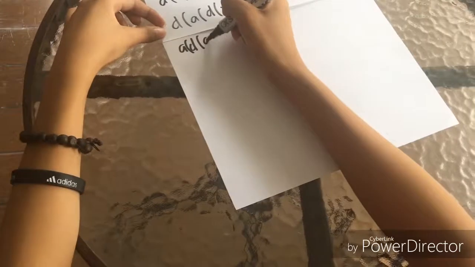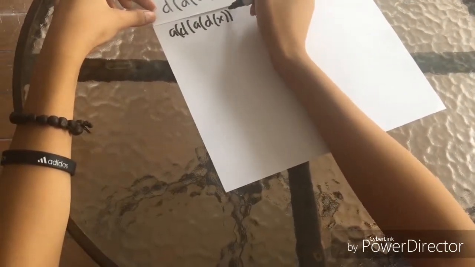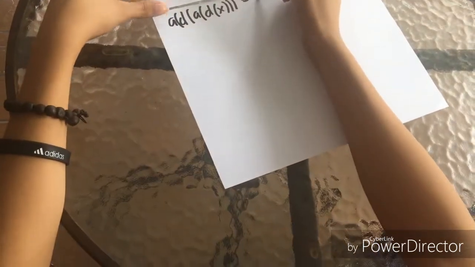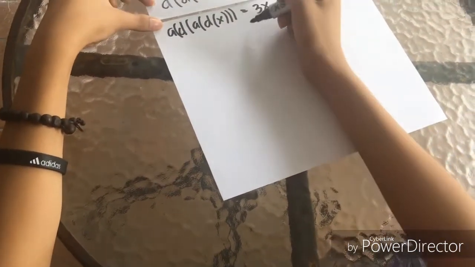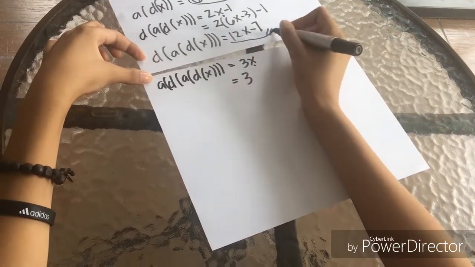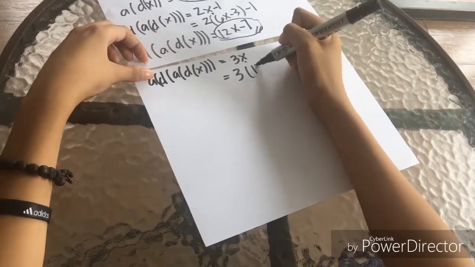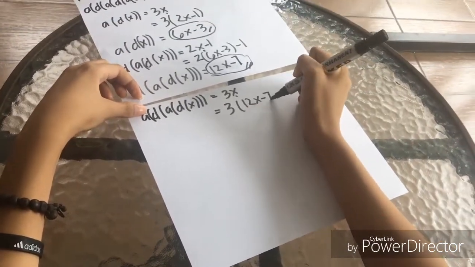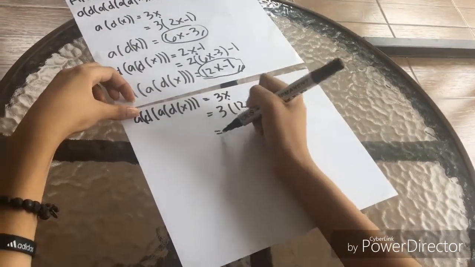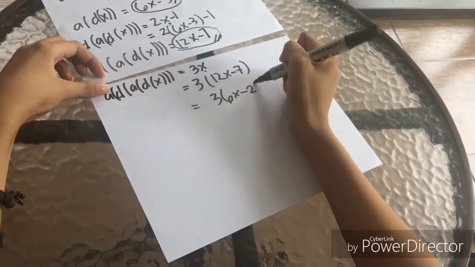Next is A of D of A of D of x. That is equal to 3x. So 3 times the quantity of 12x minus 7. That will be 36x minus 21.